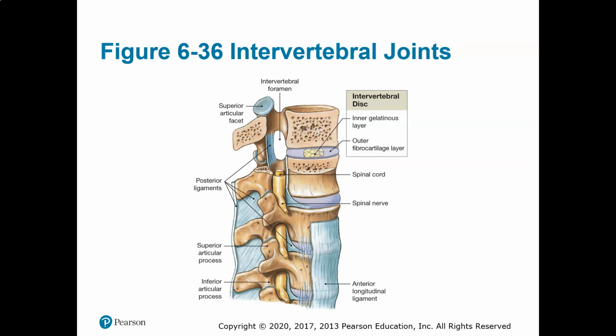And this shows you what happens when a person has a herniated disc or a slit disc. If this inner part ever bursts through the outer fibrocartilage layer, that's a herniated disc. A slit disc is just when this outside part bulges. But a herniated disc is when the inner gelatinous layer, I think it's called the nucleus, bursts through the fibrocartilage outer layer.